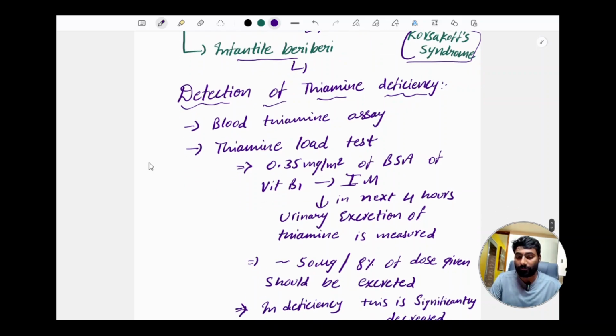Now, how do you detect thiamine deficiency? One way, you directly measure thiamine in the blood, or you have the thiamine load test. What will you do in the thiamine load test? You will provide the patient with 0.35 milligram per meter square of body surface area of vitamin B1 intramuscularly. So in the next 4 hours, you will see the urinary excretion of thiamine.